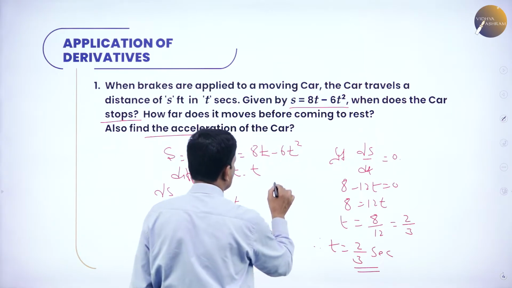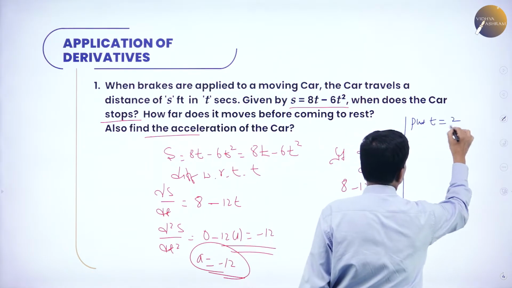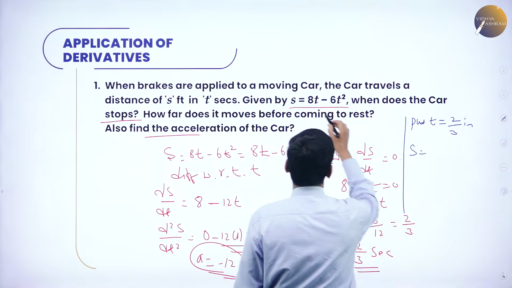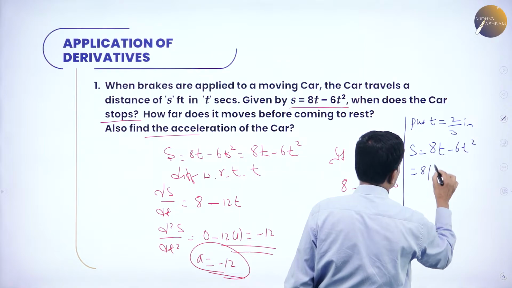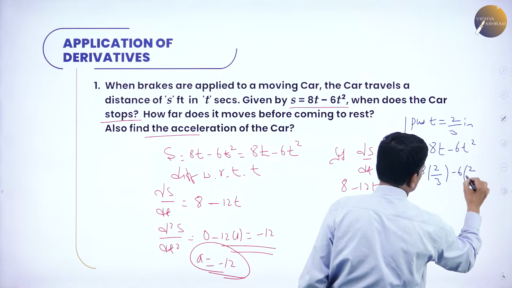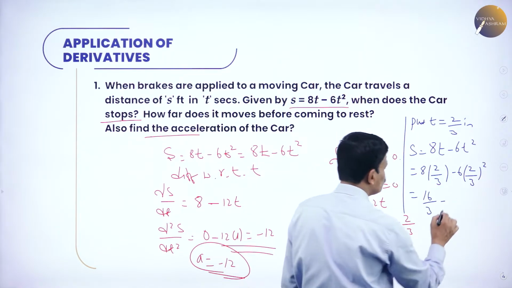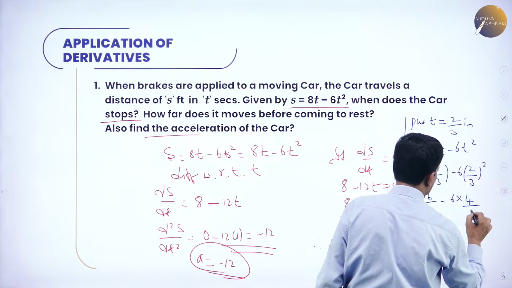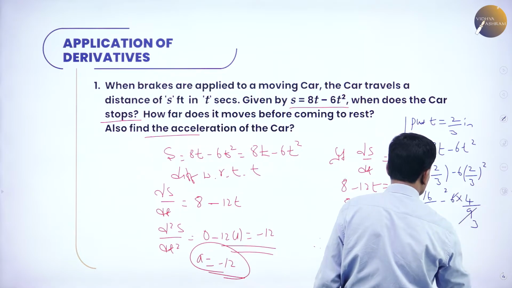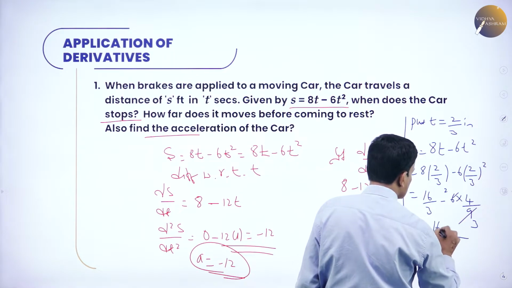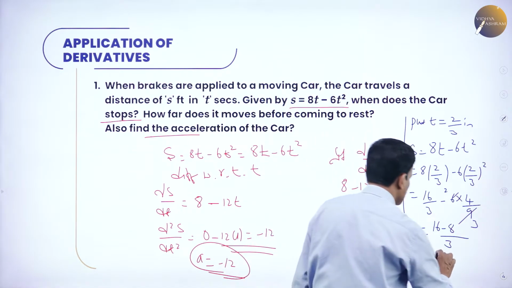Now let us put t is equal to 2 by 3 in s is equal to this equation, 8t minus 6t square. So 8 into 2 by 3 minus 6 into 2 by 3 whole square. 8 2s are 16 by 3 minus 6 into 2 square is 4 divided by 9. So just divide by 2. 3 3s are, 3 2s are. So take LCM, 3 is the LCM. 16 minus 2 4s are 8. 16 minus 8 is nothing but 8.